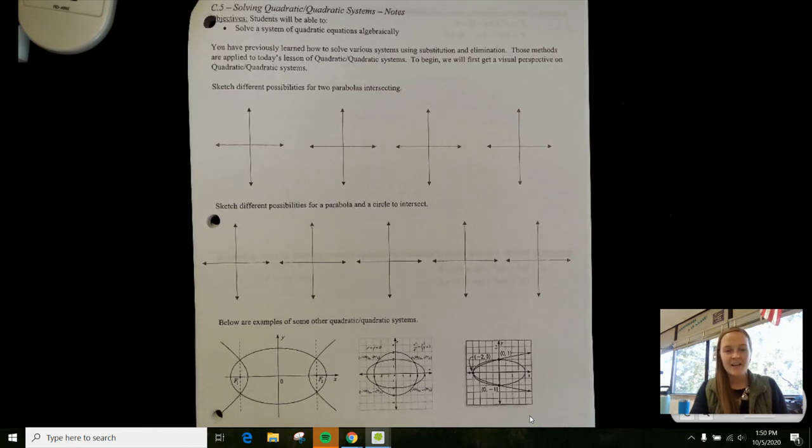Hi everyone. Today we are going to be looking at solving quadratic systems, and I am currently looking at page 25 in our 0C packet. And we're just going to talk at the beginning about these different possibilities of what's going to happen when we have quadratic systems. So the first one I want to look at is two parabolas.